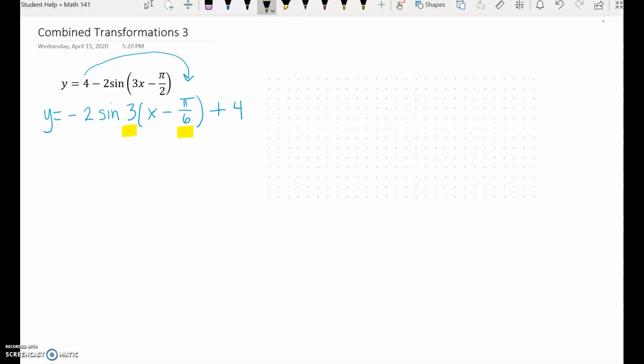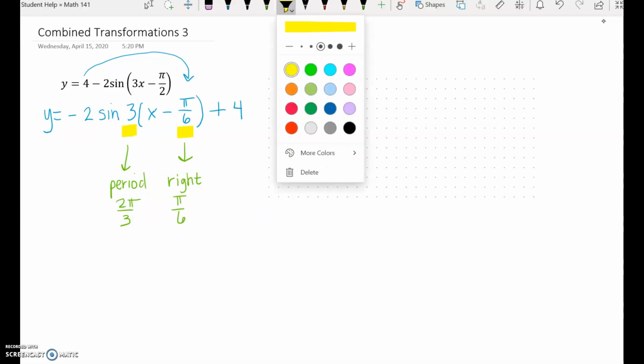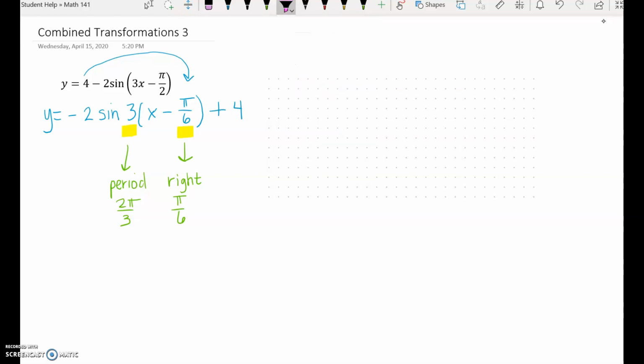Both of the items that are inside the parentheses are going to be related to our x values. So this is going to change the period to 2 pi over 3. And this is going to shift the graph to the right by pi over 6. And then both of the terms that are on the outside of the parentheses relate to the y values. And so we'll have those relating to y. This is going to shift the graph up by 4 units.